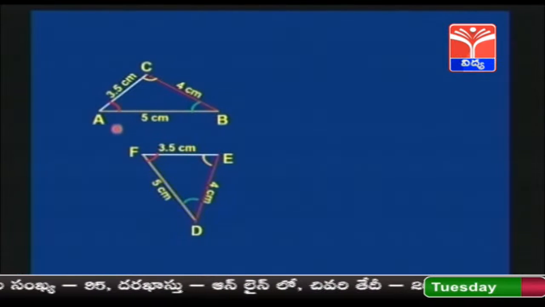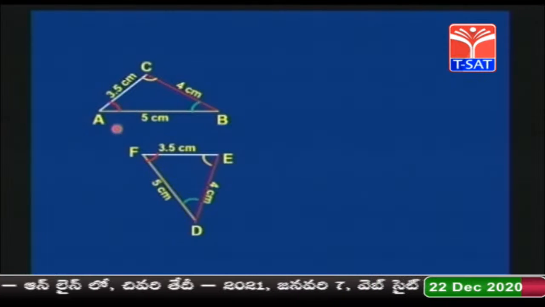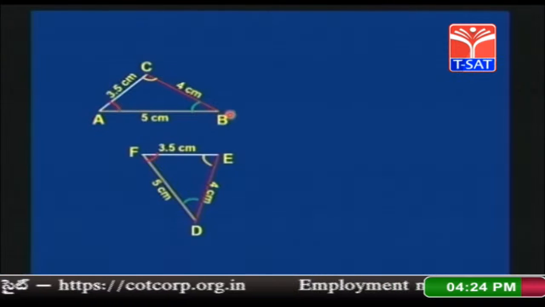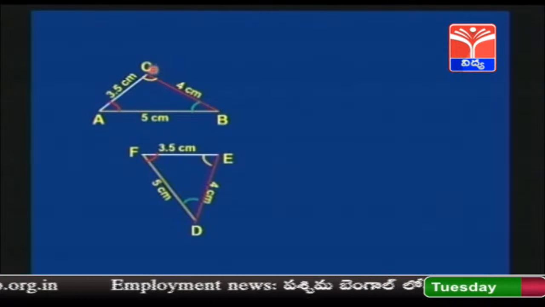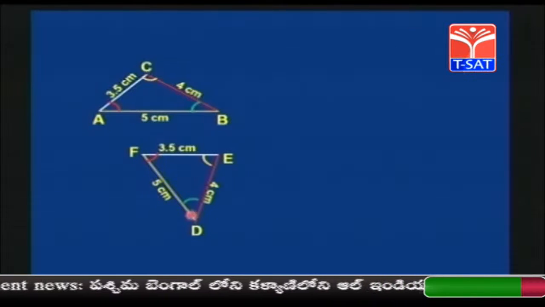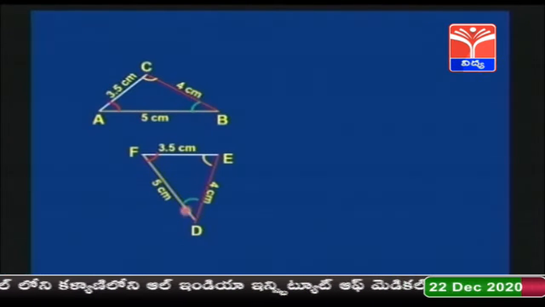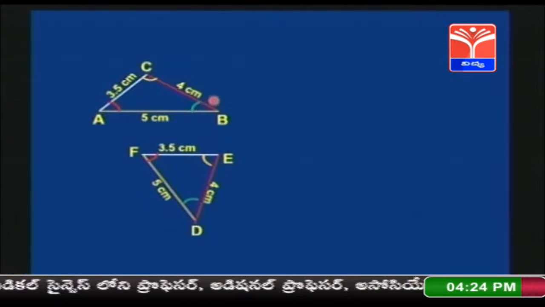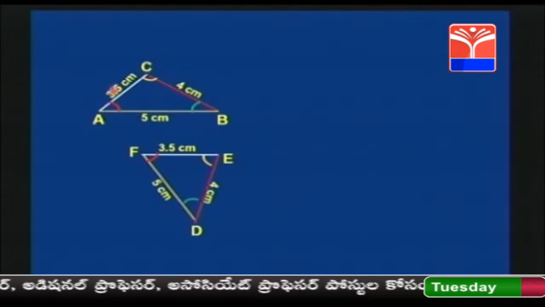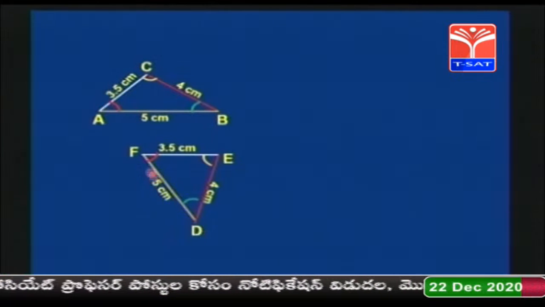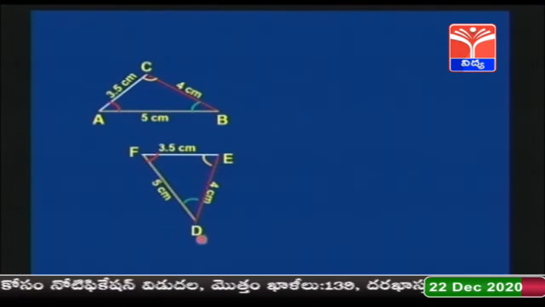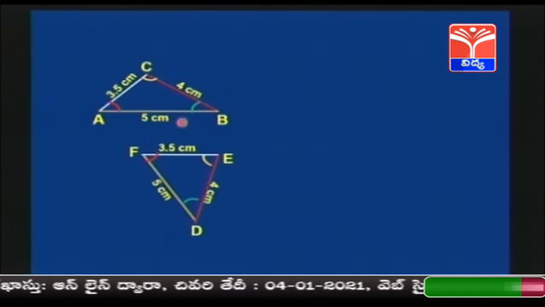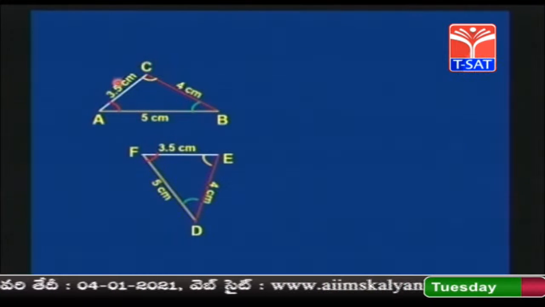Now, is triangle ABC congruent to triangle DEF? I will explain why there is no correspondence. AB is 5 cm, BC is 4 cm, CA is 3.5 cm. If I start from the letter D, DF is 5 cm, next FE is 3.5 cm but not 4 cm, as in AB, BC, CA. If you start from letter D, DF, FE, ED is 5 cm, 3.5 cm, 4 cm, but not in the order 5 cm, 4 cm, 3.5 cm.